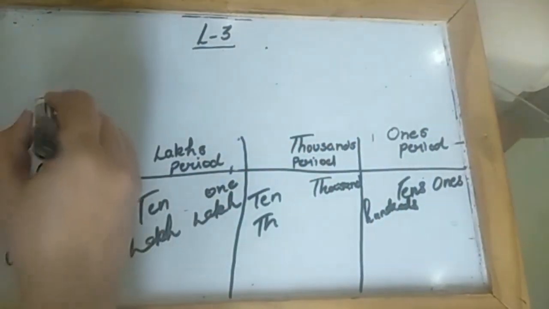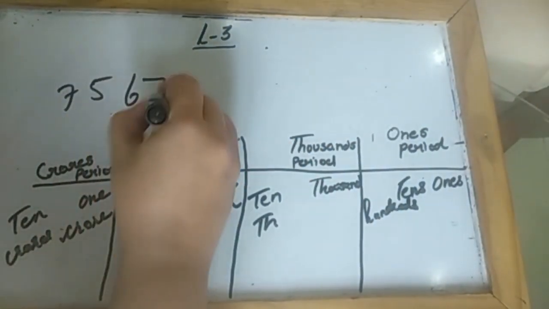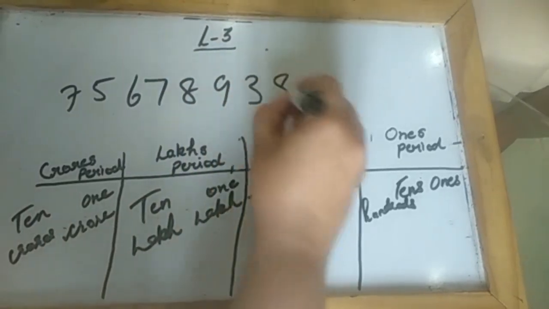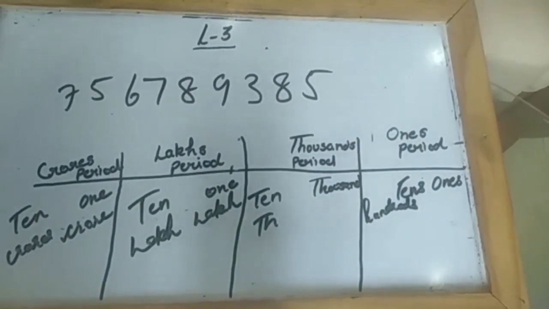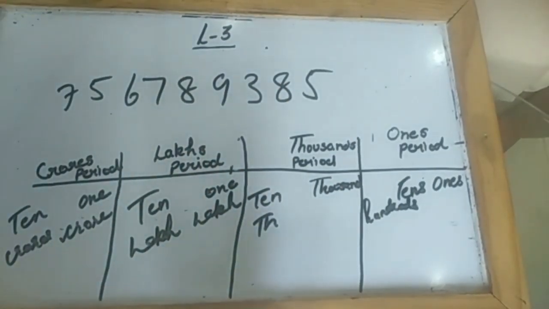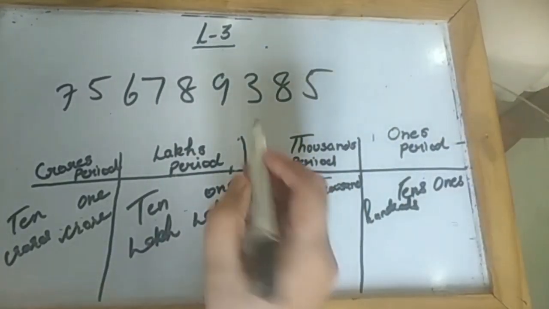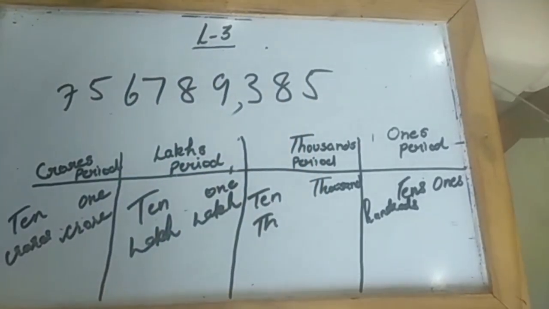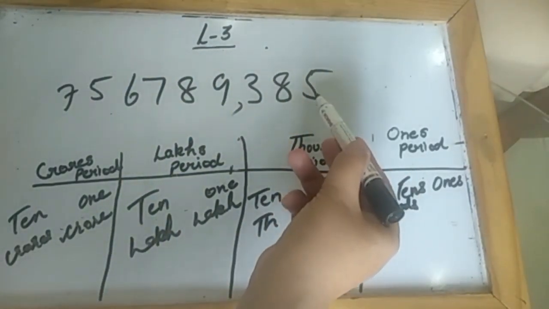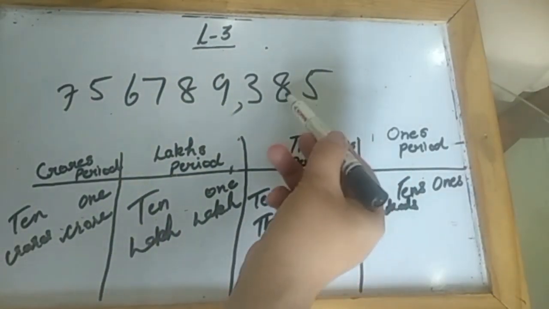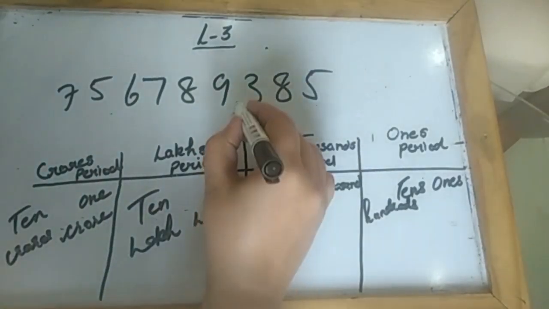Suppose I have a very big number and I have to read it out. What I will do is first put the commas. Now how do we put the commas? We put the commas according to the periods. In the first period you have 3 place values, so put a comma after 3 digits. We start from the right side, ones, tens, 100, and put a comma.